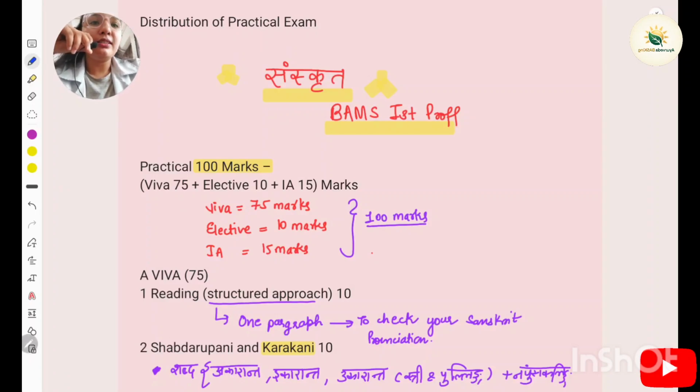Today we are going to discuss our Sanskrit practical exam pattern for the BAMS first year. As you know, their exams are going on nowadays, and I have already uploaded the one for Kriya Sharir. Now this is the second one, for Sanskrit. Since there is not that much content in Sanskrit, with no practical and only a viva, it is only for 100 marks.